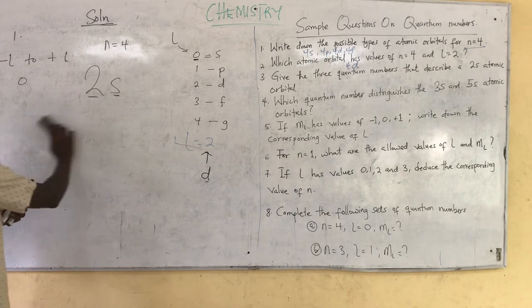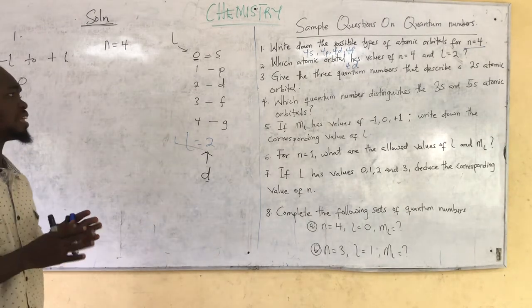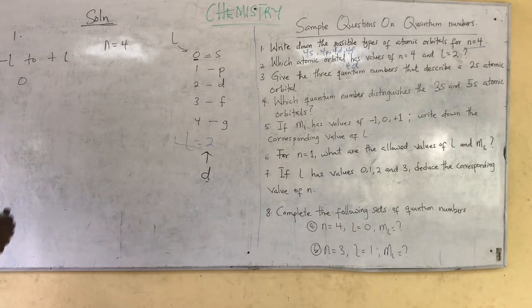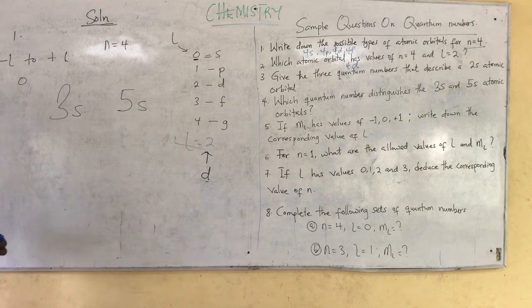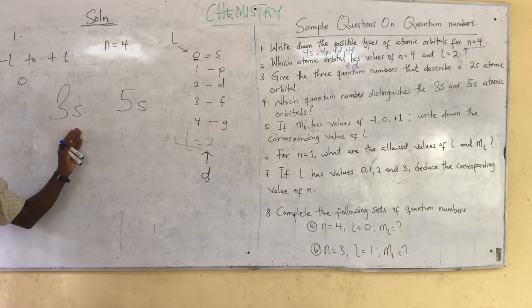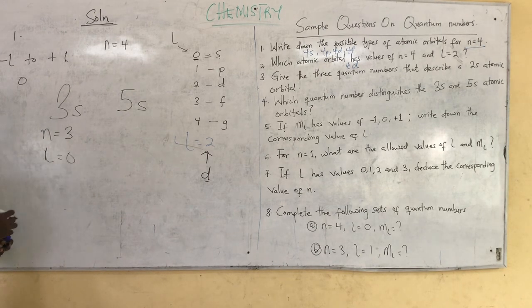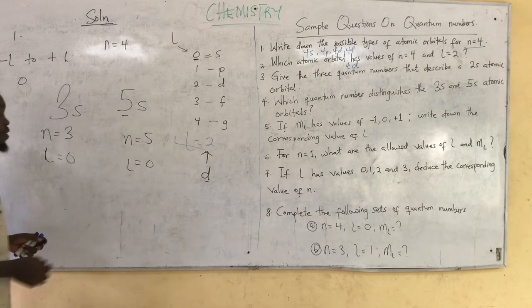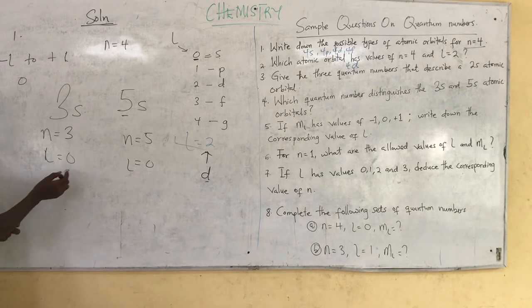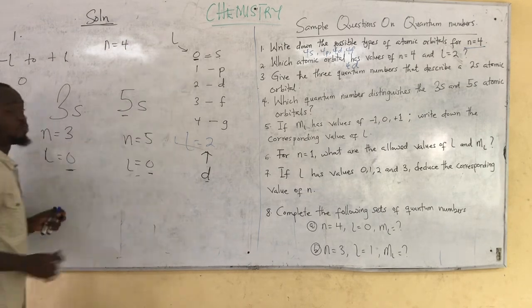Alright, now let's move on to question 4. In question 4, it says, which quantum number distinguishes the 3s and the 5s atomic orbital? So we have the 3s and also the 5s atomic orbital. Which quantum number distinguishes between the two of them? Now let's break it down. What is the n value here? Our n value here is 3, and our L value here is 0. Our n value here is 5, and our L value here is 0. So the two atomic orbitals have the same L values, 0 and 0, because they are both s orbitals, and s is the 0 for the L value.